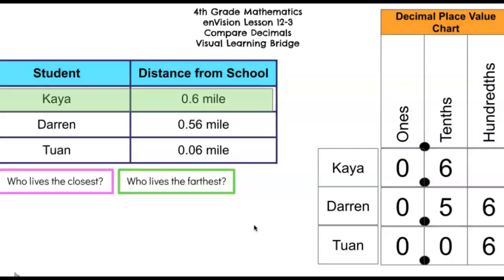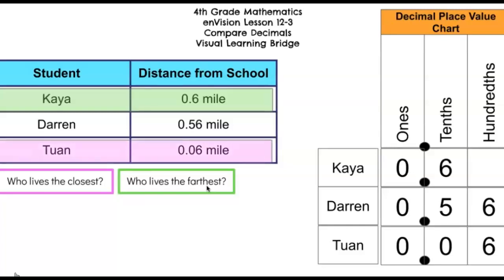Who lives closest to school? Who has the shortest distance to go from home to school? And I see that Darren has 5 in the tenths place, whereas Tuan has 0 tenths. That means Tuan's distance is the shortest because it's the smallest number. So that means Tuan lives closest to school.